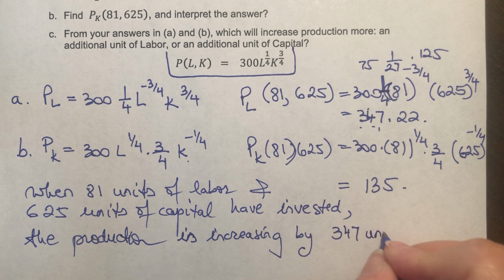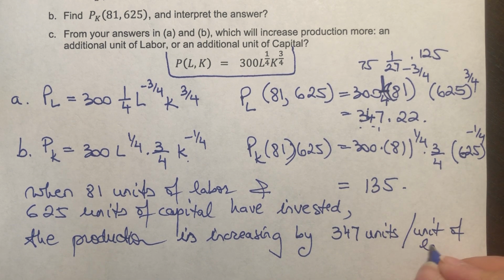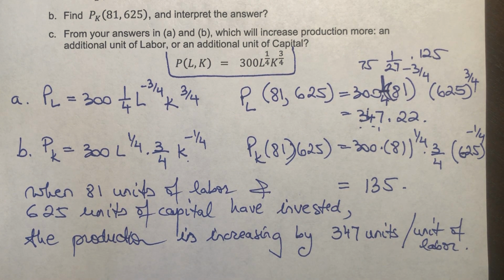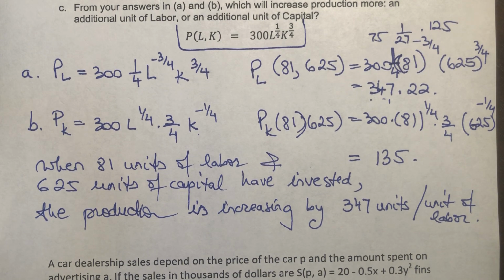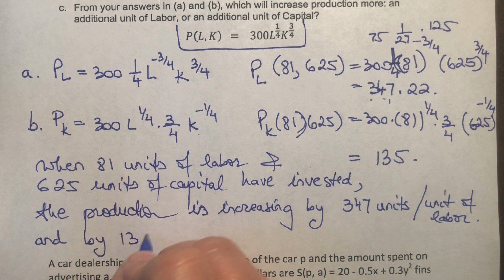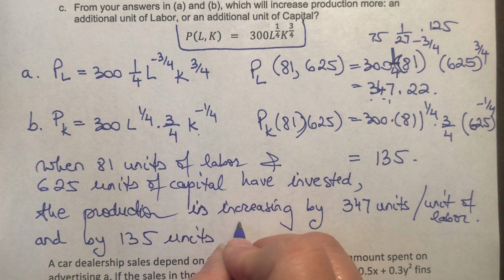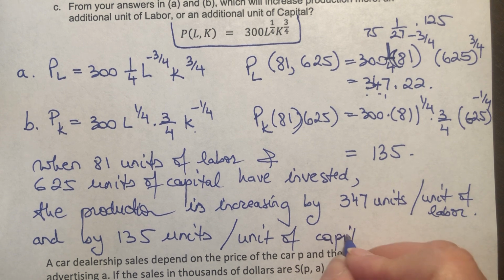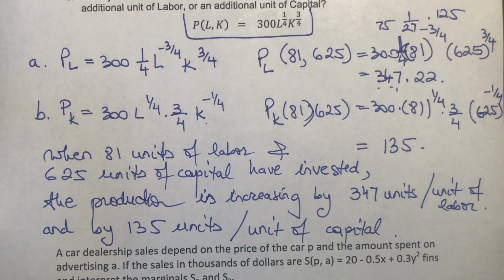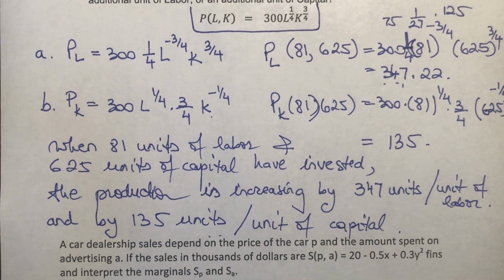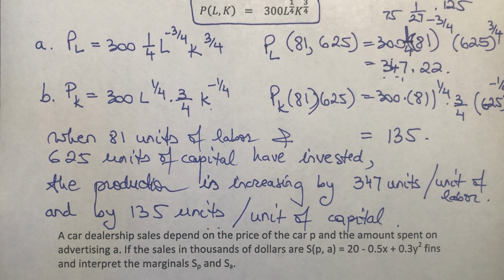347, I'll round down, units for every extra what? Unit of labor. So if you're going to plug in or invest one more unit of labor, so 82 instead of 81, the production is going to go up by 347 units, and it is increasing by 135 units for every unit of capital invested. So if you're going to put in one more unit of capital, so instead of 625, you're going to put 626, that's going to increase your production by another 135 units. So that's what that means.